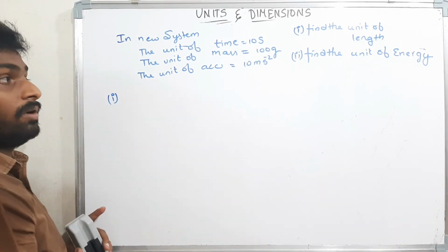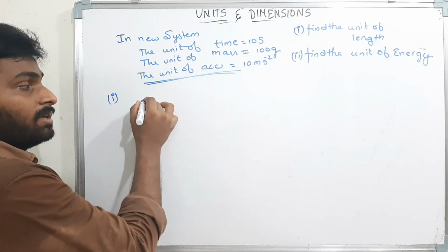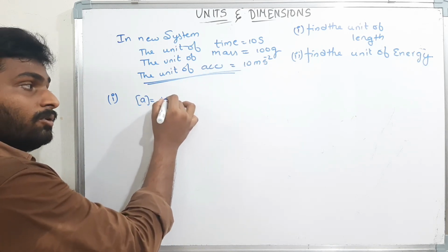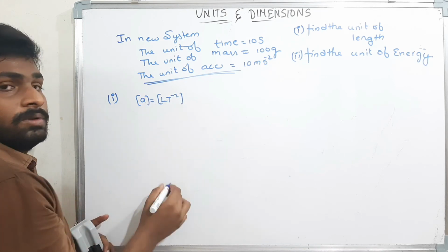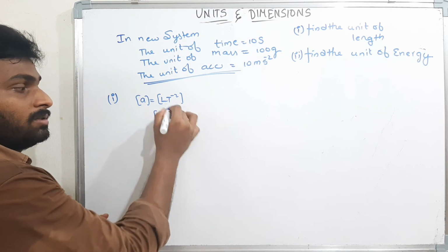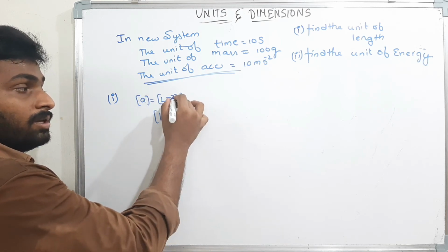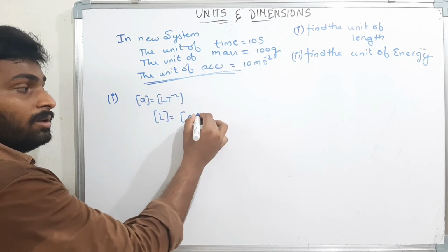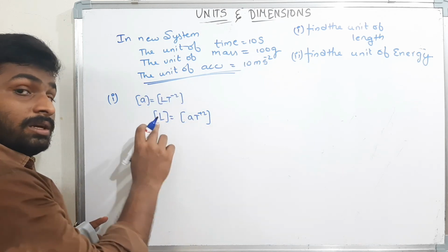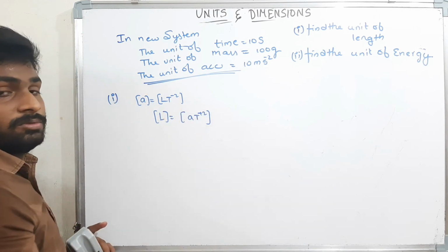Now, observe carefully what I'm doing. They gave me the hint, that is the unit of acceleration. What is the dimensionality of acceleration? The acceleration dimensionality is L t power minus 2. Therefore, what is the dimension of length? I am sending this t minus 2 to that side, and it will become t plus 2. The dimensionality of length in terms of acceleration and time is a t power plus 2.